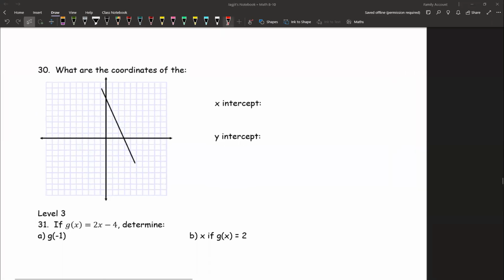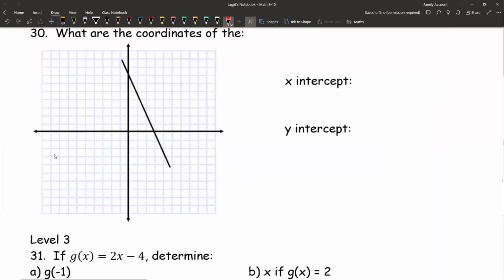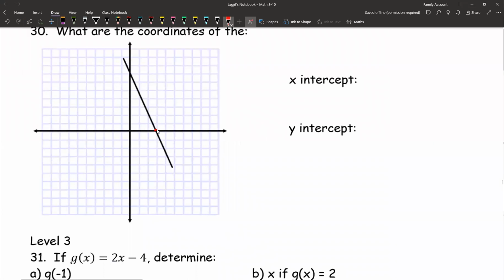Over here, they've given you a graph and they're asking you to find the x-intercept and the y-intercept. The x-intercept is where it cuts the x-axis. This graph is cutting the x-axis here, which is at an x value of 3. So the x-intercept is at 3. It's cutting the y-axis at 1, 2, 3, 4, 5, 6, 7-ish. Yeah, at 7. So you will say your y-intercept is at 7.